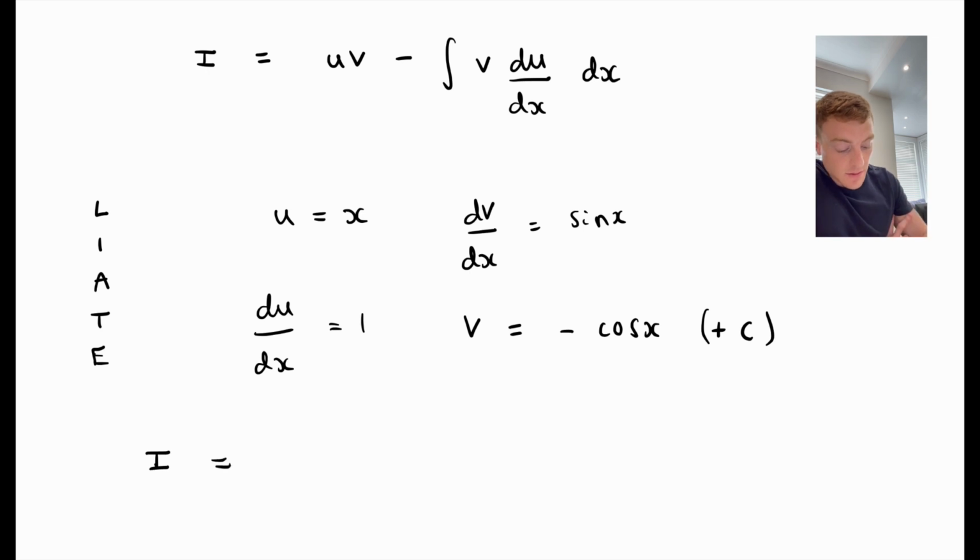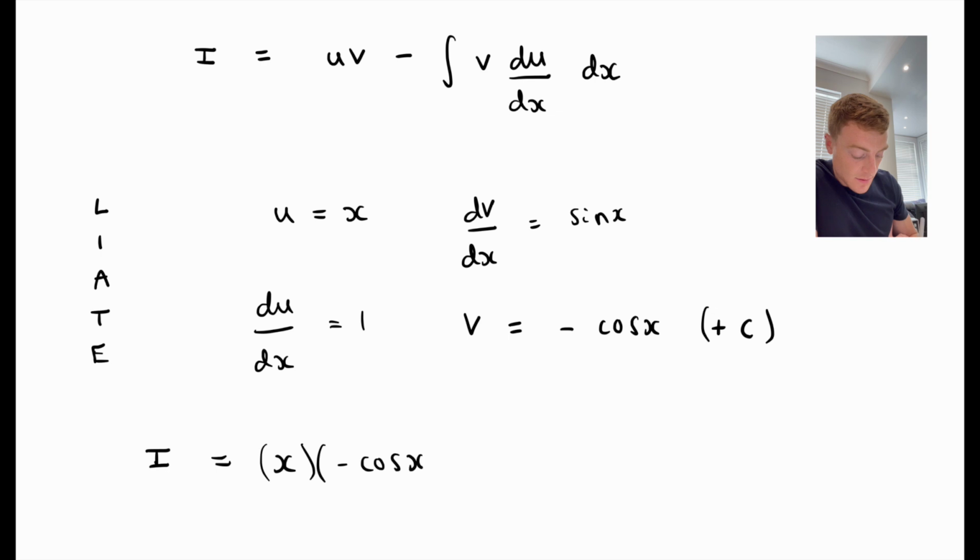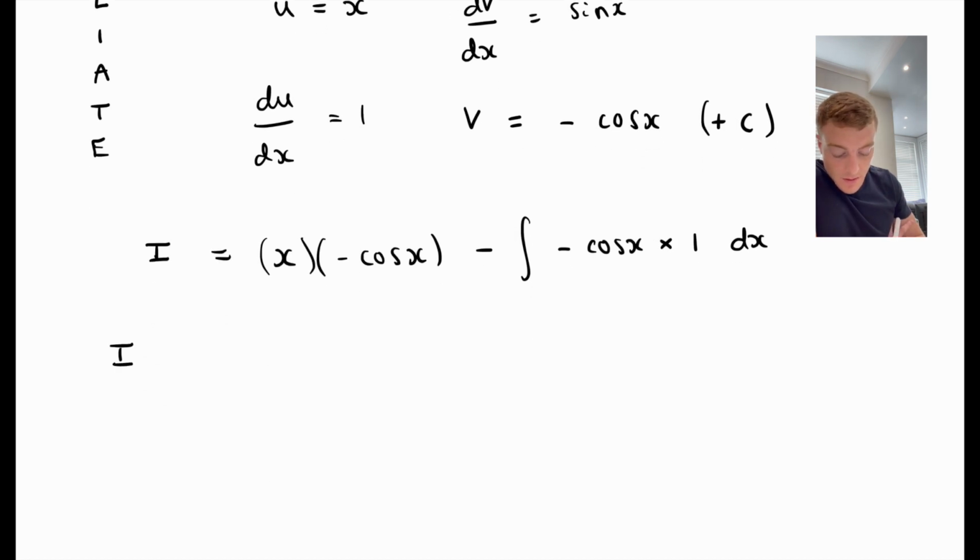So now I've got my u's and my du by dx's, so I can substitute that into my general formula. So I is equal to u, so x, times v, which is minus cos x, minus the integral of my v again, which is negative cos x, times my du by dx, which is 1, with respect to x. Let's tidy that up. We get minus x cos x, but this time we have some limits, so let's not forget that that's between 0 and pi.